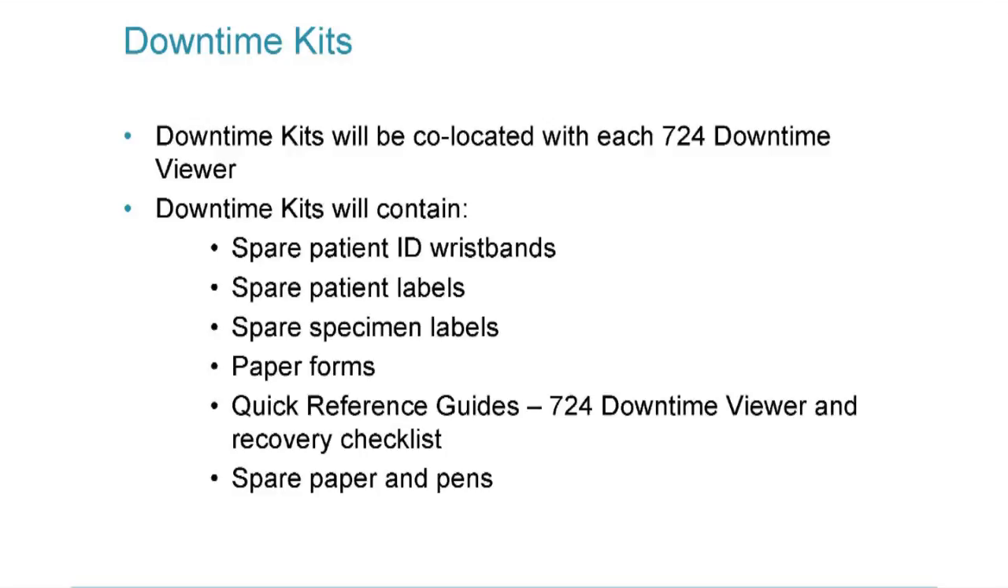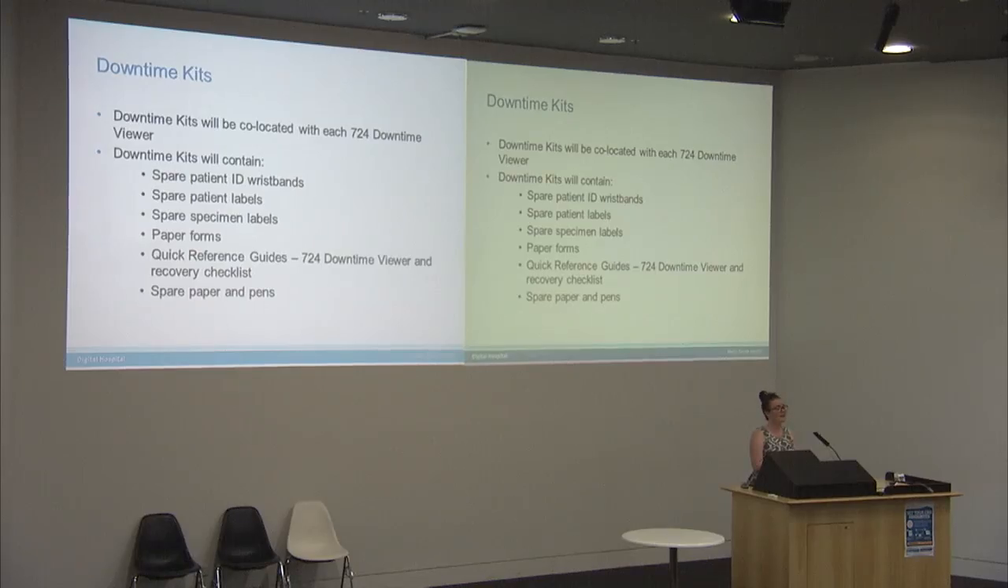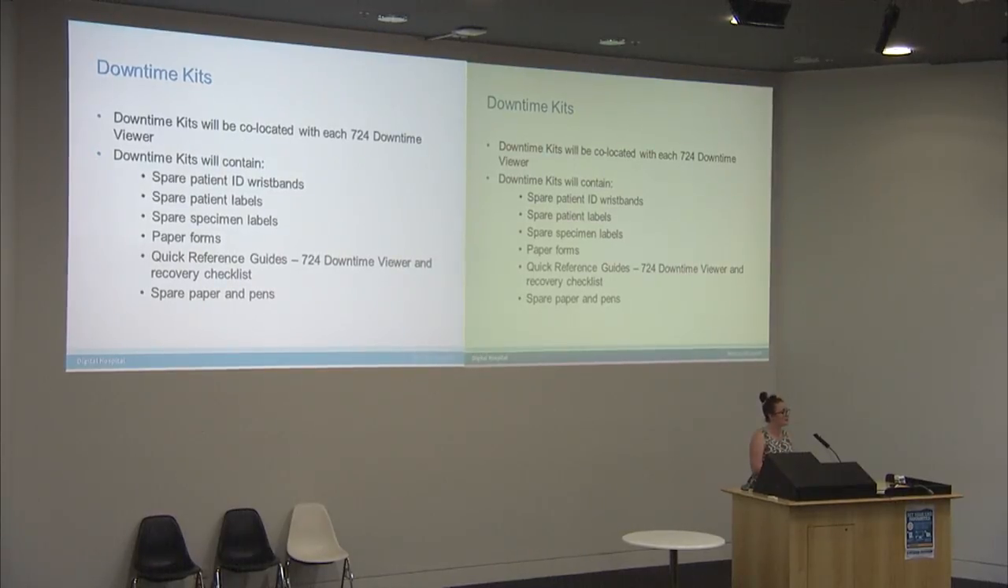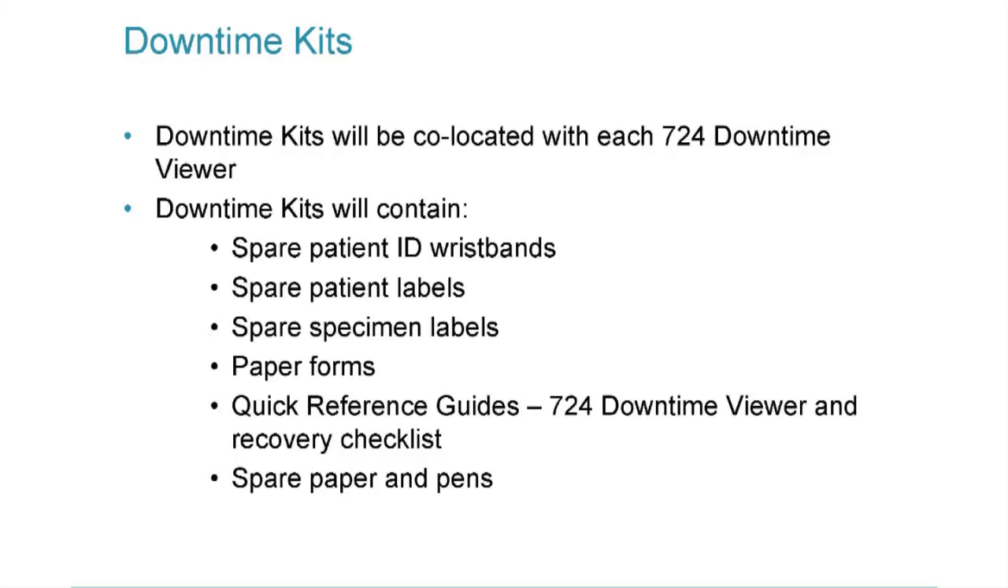So you'll have all of your read-only copies on your Downtime Viewer. In your Downtime Kit, you'll have spare patient wristbands, you'll have spare patient labels, specimen labels, all of the paper forms that you'll need to get you through, so you'll have to resort back to paper. We've also thought of pens, because now we're going digital, they might be a bit scarce, so we've put some pens in there for you.